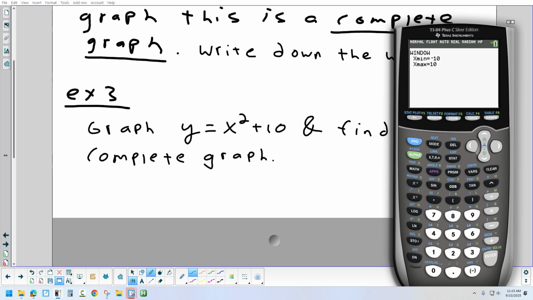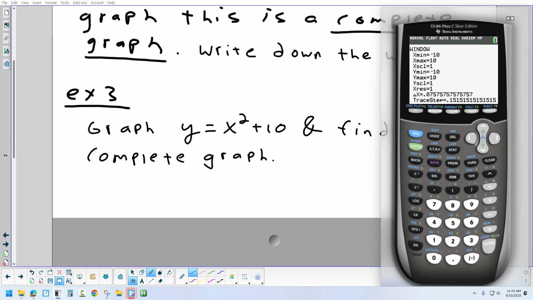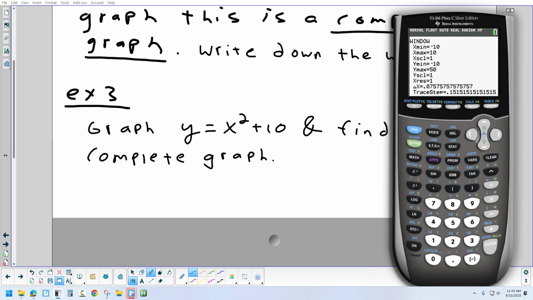So what value needs to be adjusted because of that plus 10? The Y what? Y max. Y max? All right, what do you want to try? 50. Looks good to me. Now you can see the bottom of the parabola, that's the vertex, and I can see it's curved. That's a great window. 50, 60, 40, 30, any of those would be fine.